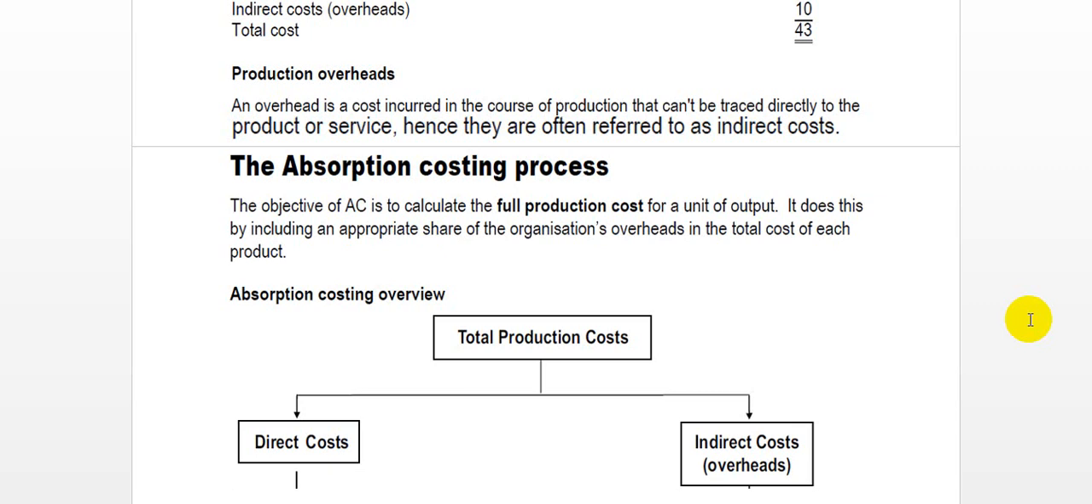So to account for these overheads, we use a process called the absorption costing process. Okay? The objective of absorption costing is to help us calculate the full production cost for a unit of output.